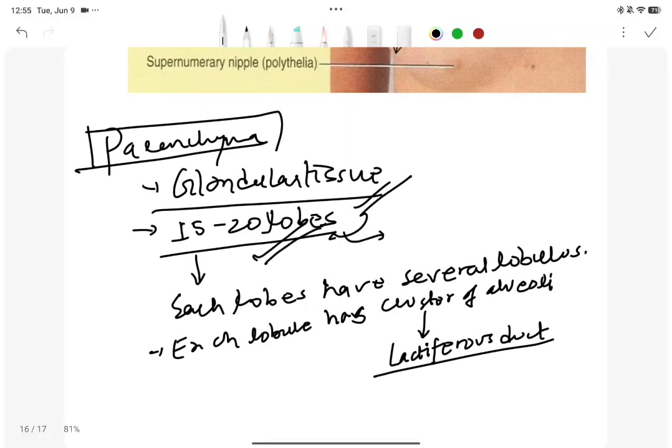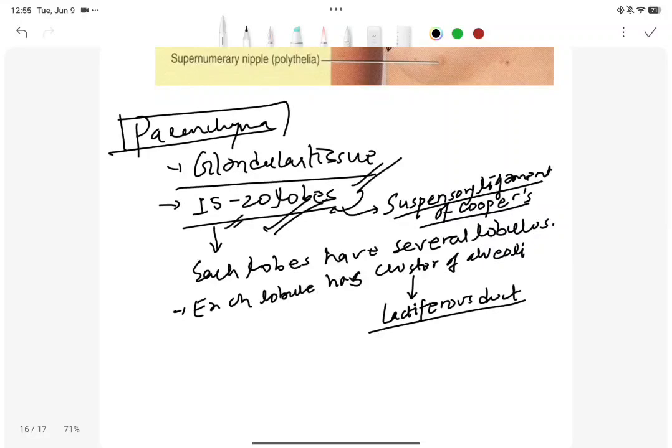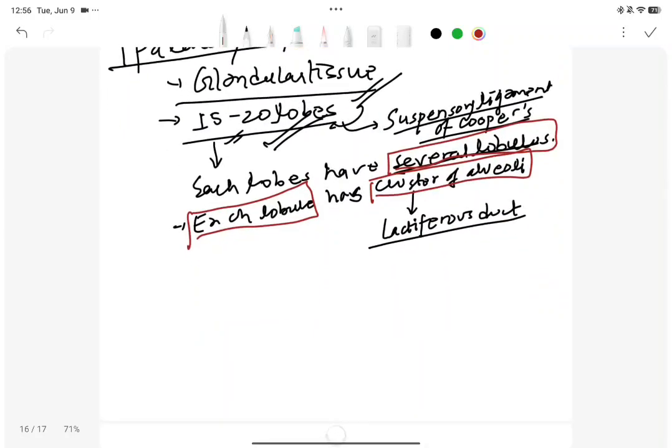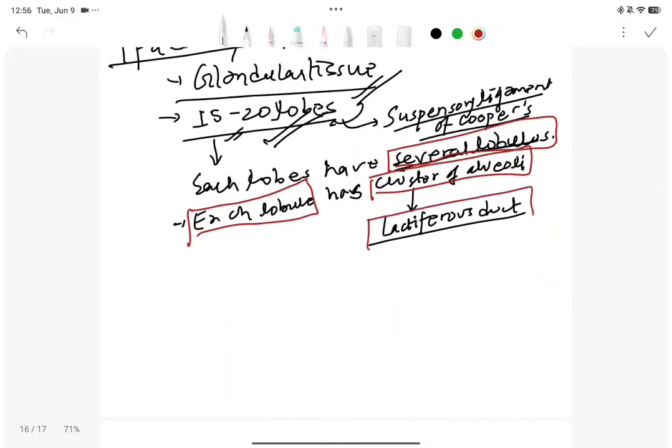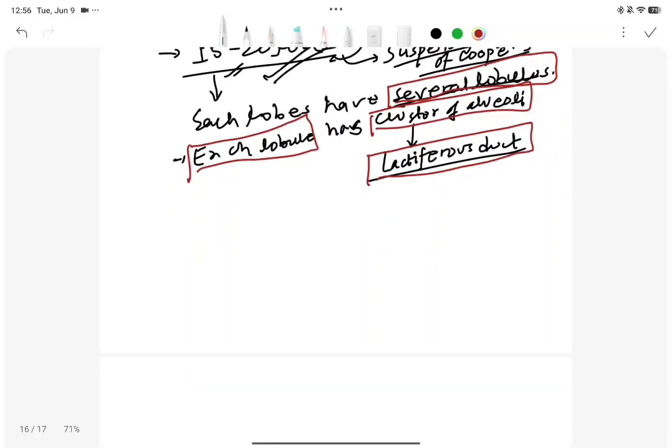These lobes are formed by the ligament of the breast, which is the suspensory ligament of Cooper. The suspensory ligament of Cooper divides the breast into 15 to 20 lobes, and each lobe has several lobules. Each lobule contains a cluster of alveoli, which produces milk that is drained into the lactiferous duct, and these branches unite to form the larger branch of the duct.